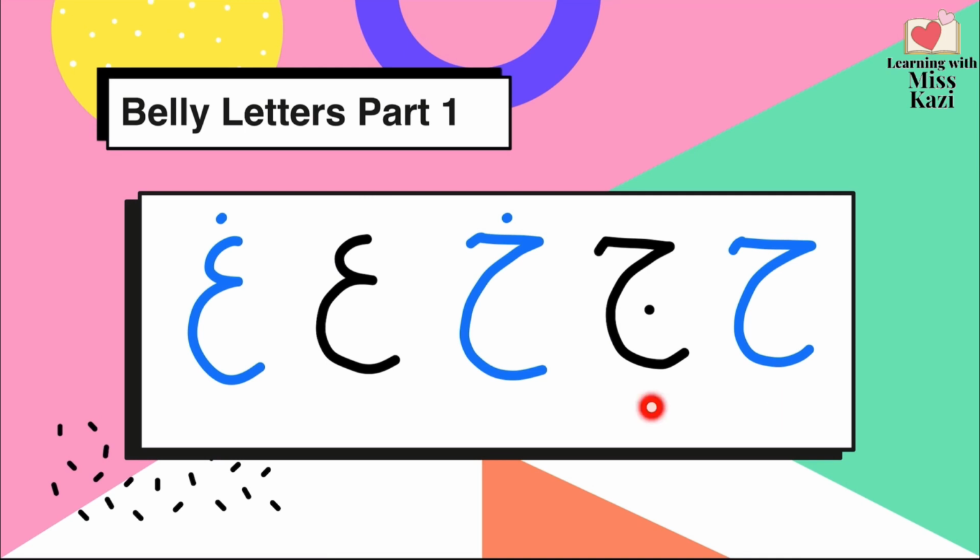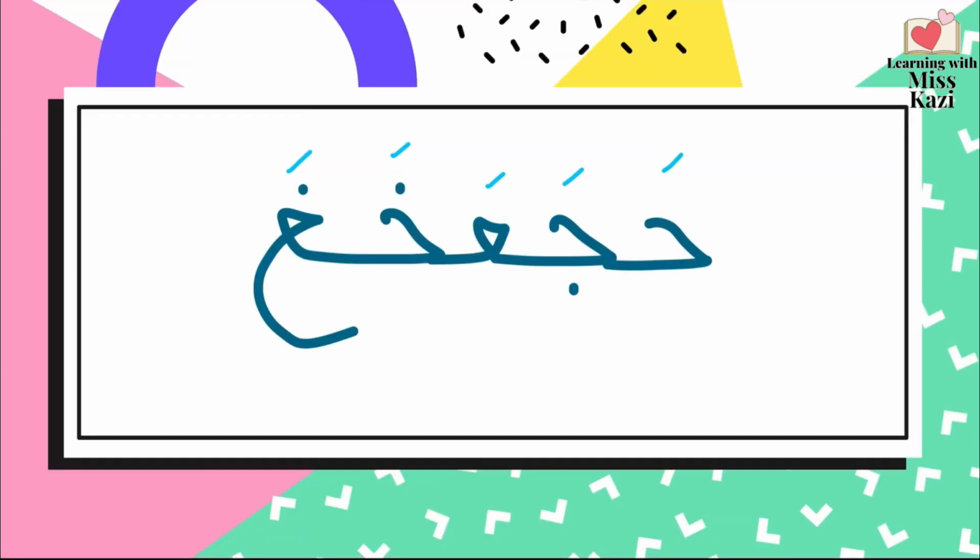These are our belly letters. Ha, Jeem, Khaa, Ghain. Ha, Jeem, Khaa look similar, but you must notice their dots carefully. Ain and Ghain look similar. Ain is without a dot and Ghain has a dot. Can you read this, Nada? ح ج ع خ غ. Very good. You've done that perfectly. You noticed all the dots.